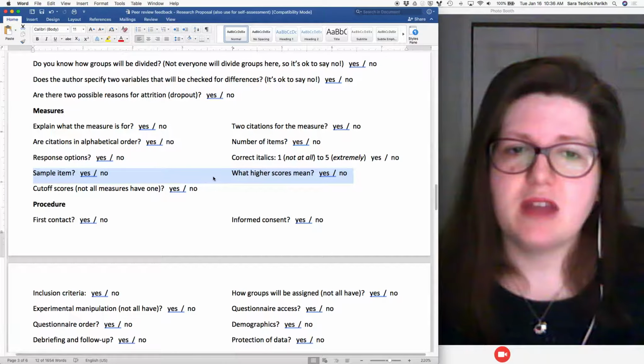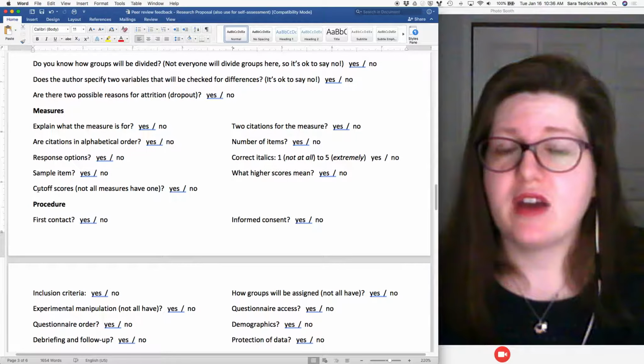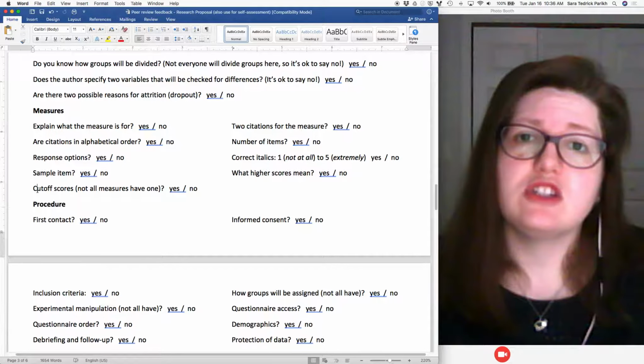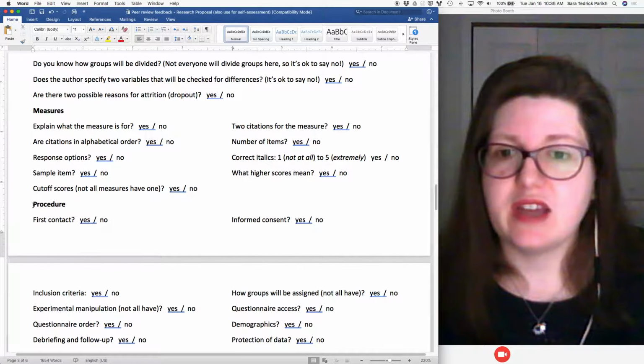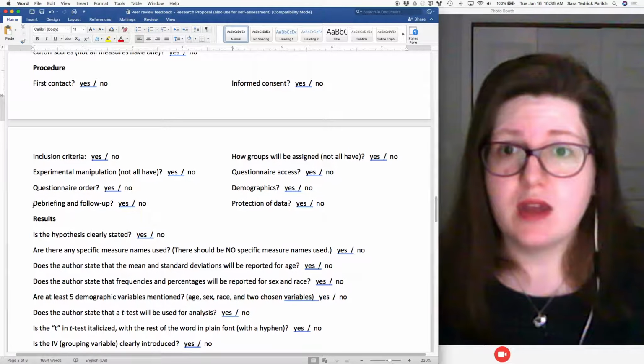Do you include a sample item? Do you say what it means to have a higher score? And do you have cutoff scores? If you're not sure about any of this, go back to the original outlines, the original templates, and see examples, see more detail. Because for this, I tried to keep it very thorough, but I tried to keep each question reasonably short.